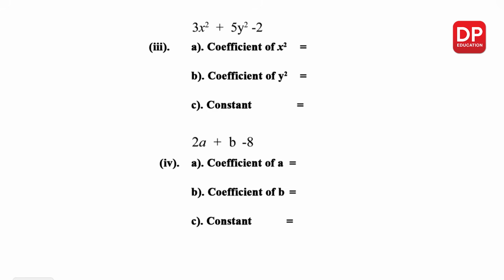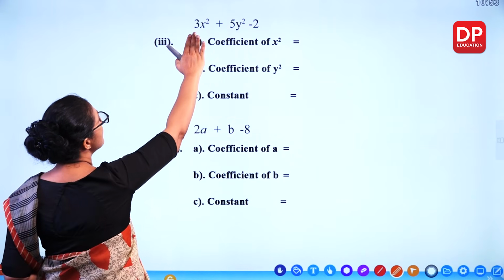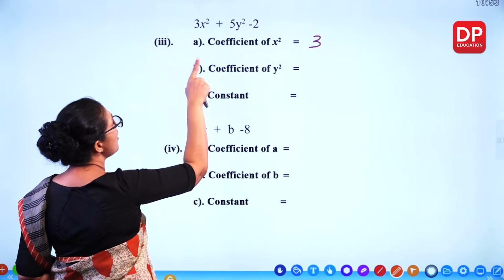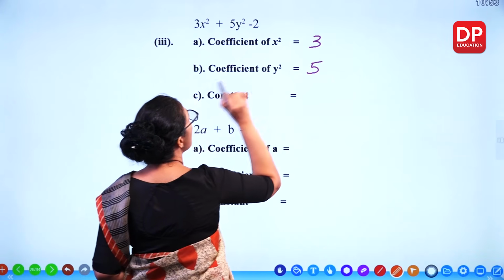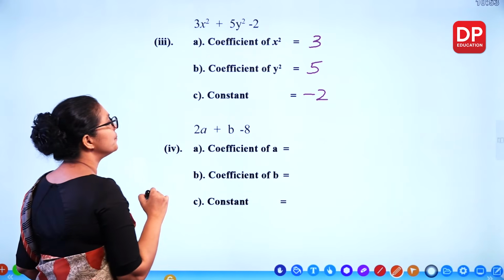Look at this algebraic expression. What is the coefficient of x squared? That's 3. Coefficient of y squared, that's plus 5. Constant term is minus 2.